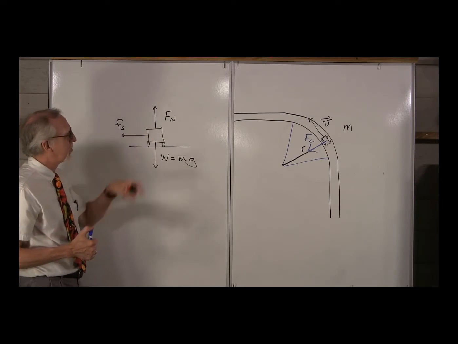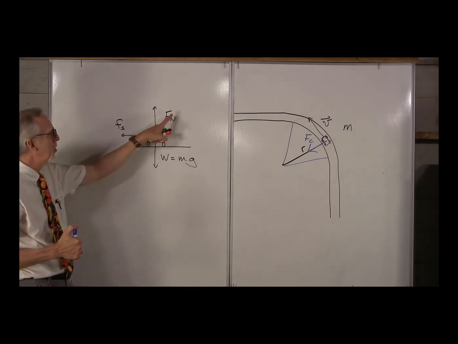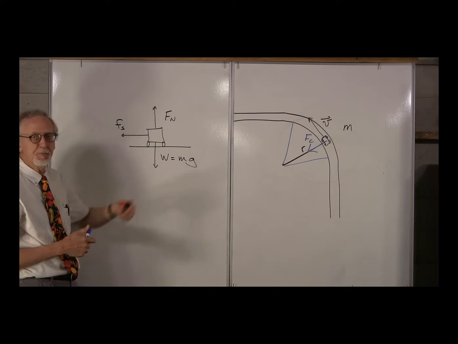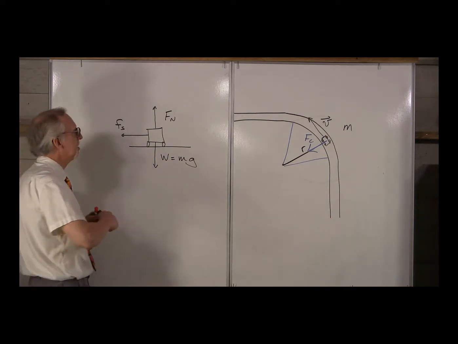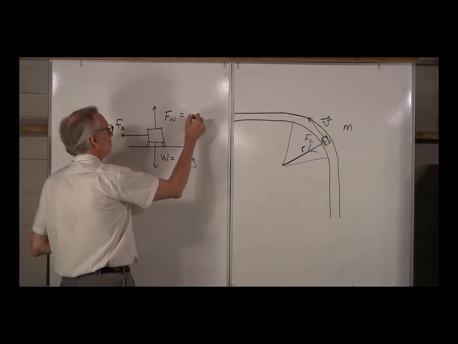Because there are no other forces acting in the vertical direction, we know Fn minus mg must be 0 for the forces in the y direction, so we know the normal force is equal to mg.